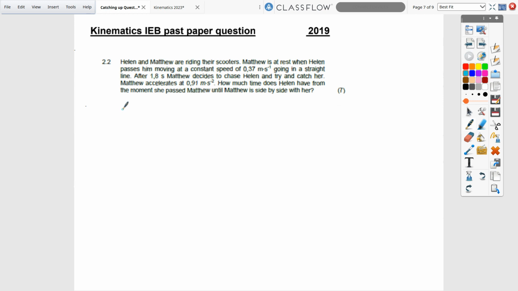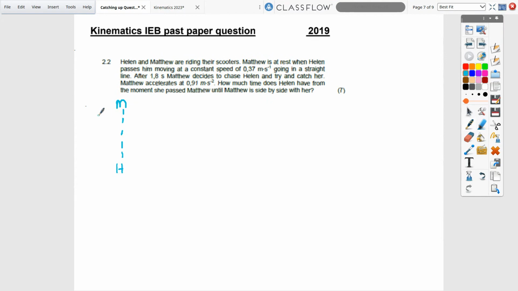This was a typical catching up question from the 2019 IEB past paper. So if you read the question, it says Helen and Matthew are riding their scooters, and Matthew is at rest when Helen passes him. So I'm going to do Matthew. I like drawing a little diagram, and this is Helen.